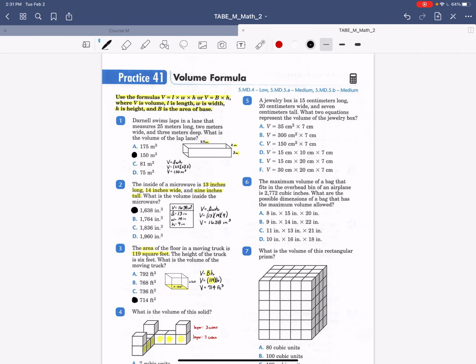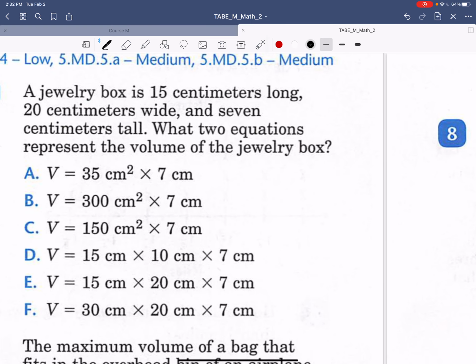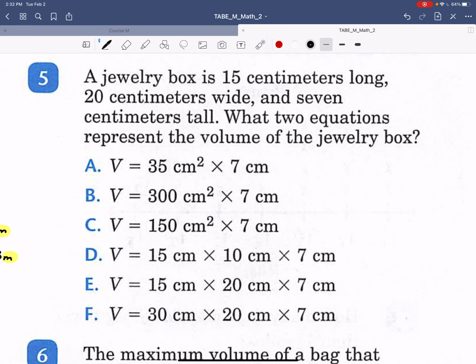Number 5. A jewelry box is 15 centimeters long, 20 centimeters wide, and 7 centimeters tall. Which 2 equations represent the volume of the jewelry box? I'm going to use a variable box on this one, but you could also draw the picture. So my formula is V equals LWH.